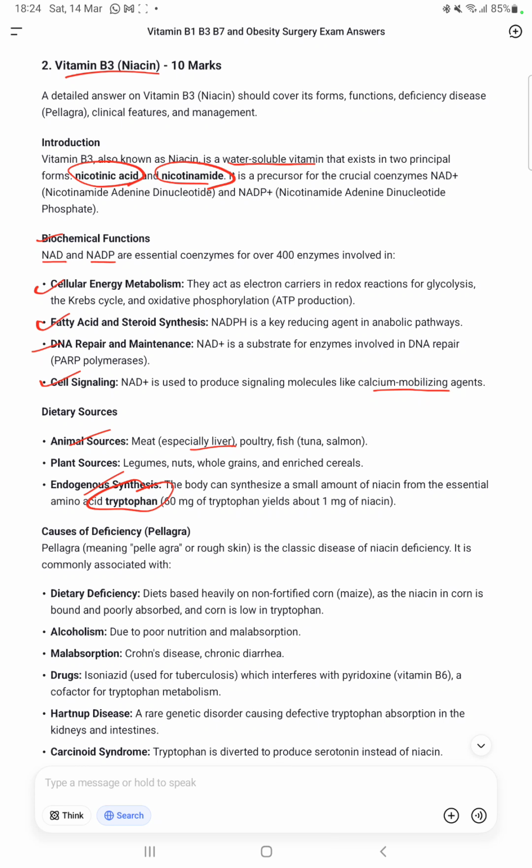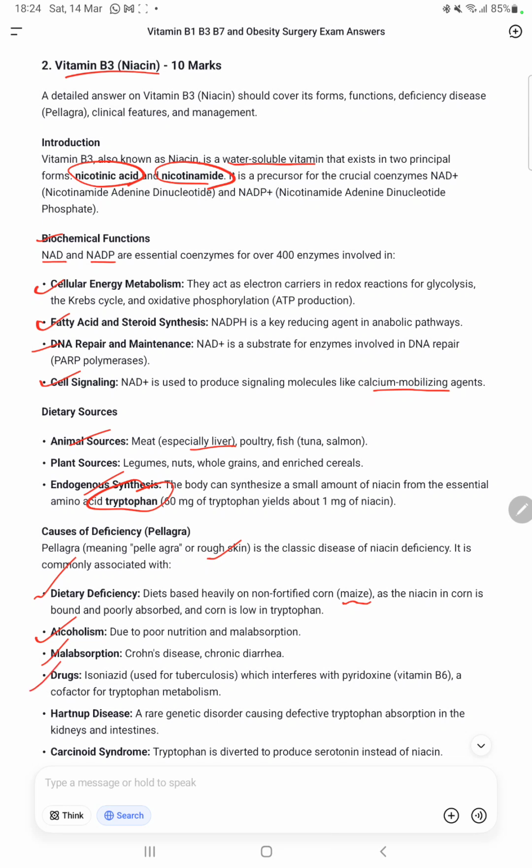The causes of deficiency. The deficiency of vitamin B3 is called pellagra. Pellagra means rough skin. It is the classic disease of niacin deficiency. It is associated with dietary deficiency, so diets which are based on non-fortified maize, because maize can lead to tryptophan deficiency. Then alcoholism, then malabsorption syndromes like Crohn's disease or chronic diarrhea.